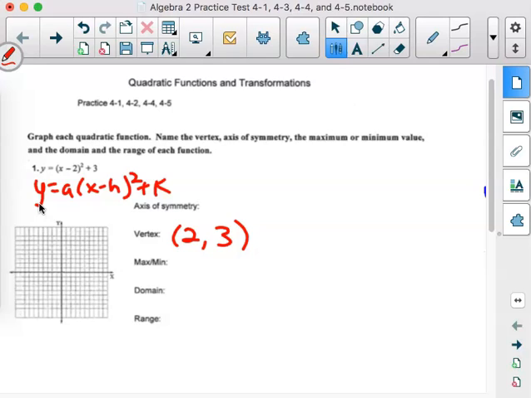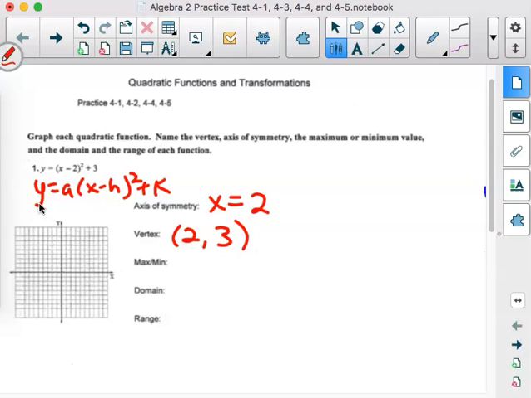Now my axis of symmetry is a vertical line that always goes through the vertex. So when it says x equals, you just want to look at your vertex and you want to say, hey, that's what it is. It's 2 because the 2 is in the x position for the vertex.